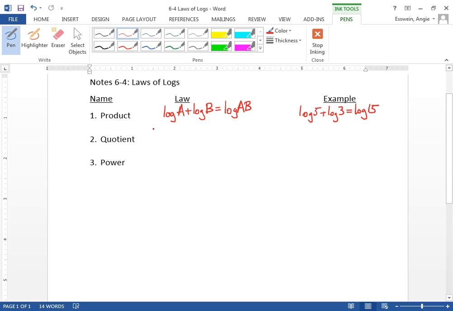The quotient rule then is log A minus log B. When you subtract two different log expressions, you can rewrite it. And what do you think this is going to be? When you subtract, instead of multiply, you divide. So it's going to be log A over B. So for example, if you had log 10 minus log 2, that is not equal to log 8. It's equal to log of 10 over 2, which is 5.